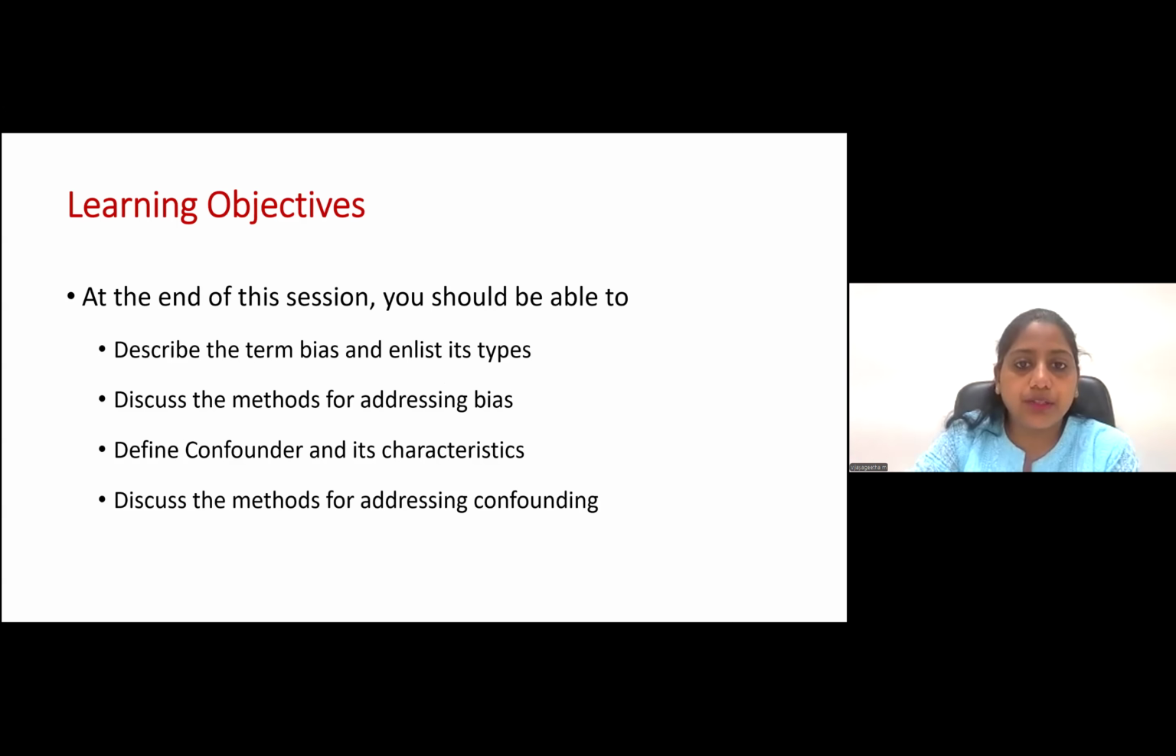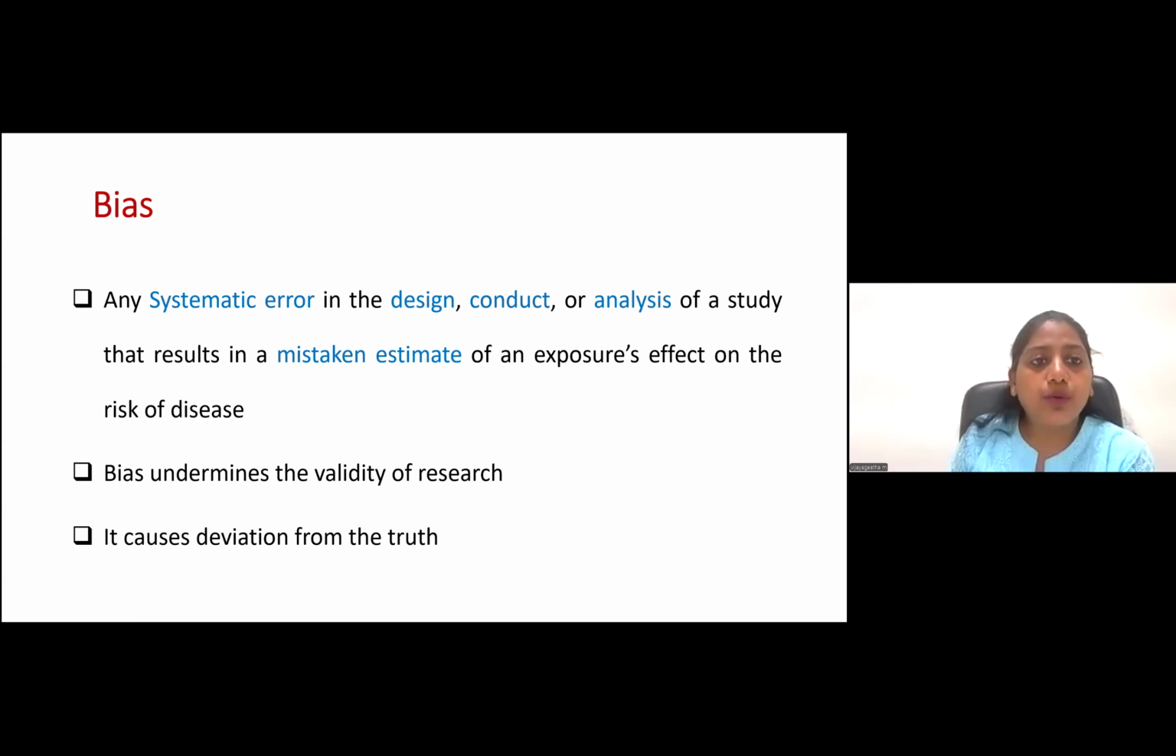So these are the learning objectives for my session. First, discuss bias, then the different types of bias, the different methods for addressing bias, what a confounder is and what the characteristics of confounders are, and how we address confounding. So coming to what is bias.